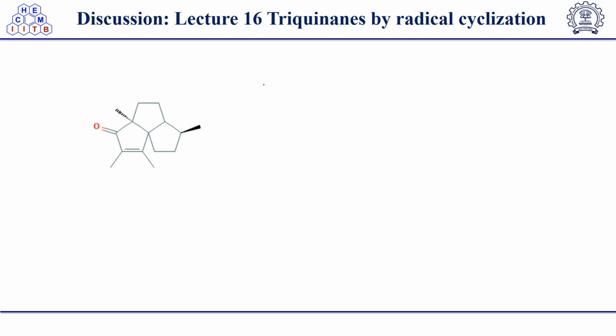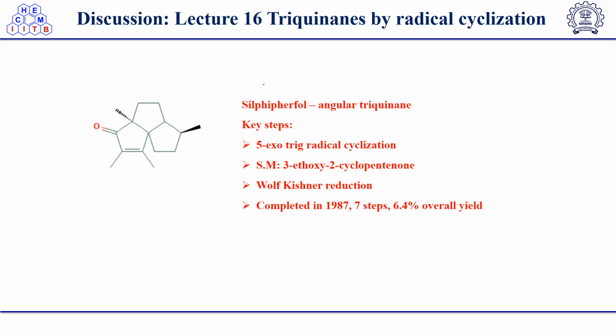There were 5 lectures, and all the lectures were about triquinanes. In the first lecture we saw the triquinane synthesis by radical cyclization as the key step, where we saw the total synthesis of sulfiperfolene and modhephene by Curran's group. Sulfiperfolene, as the structure is shown here, is an angular triquinane, and modhephene, which we will see, is a propellane type triquinane.